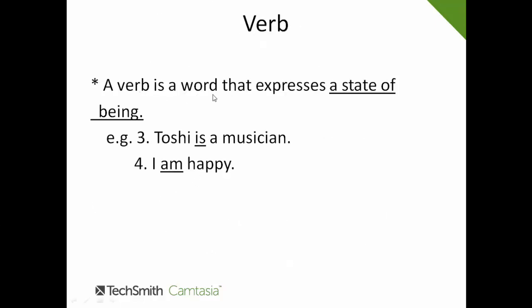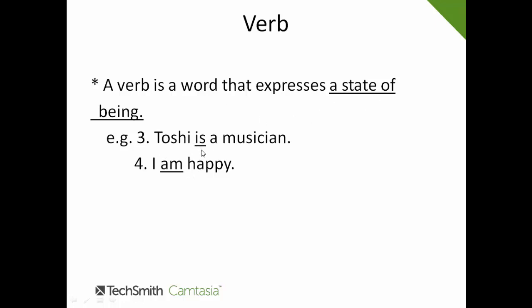Finally, a verb is a word that expresses a state of being. What do I mean by this? A state of being simply means a verb that expresses who or what a noun is, was, will be, etc. in a sentence. So in this sentence, what Tushi is? Tushi is a musician. Okay, like I said, a state of being verbs.